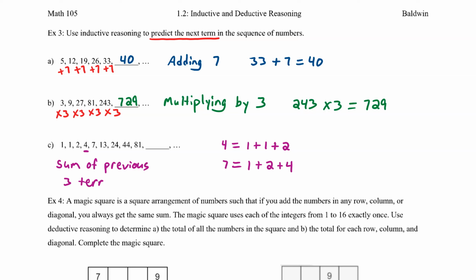So what that means is to figure out what comes next, we're going to have to take 24 plus 44 plus 81, and that will give us the value that is next in this sequence. And that number ends up being 149. So we have 149.